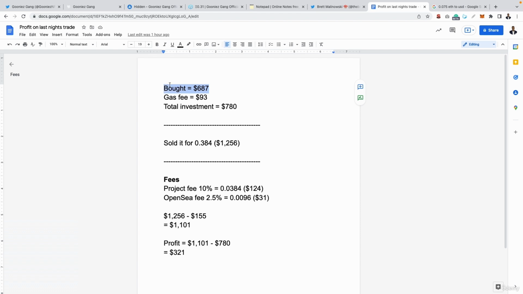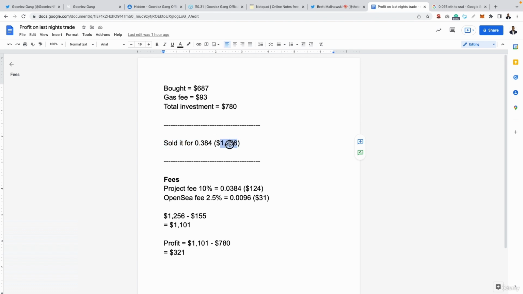So I bought the NFT for about $687. I had a gas fee, remember, a transaction fee to purchase that. I set my gas really high just to make sure I could buy one of these and I didn't have any failed transactions. So my total investment buying this NFT was $780. I then sold it for 0.384, which is $1,256.